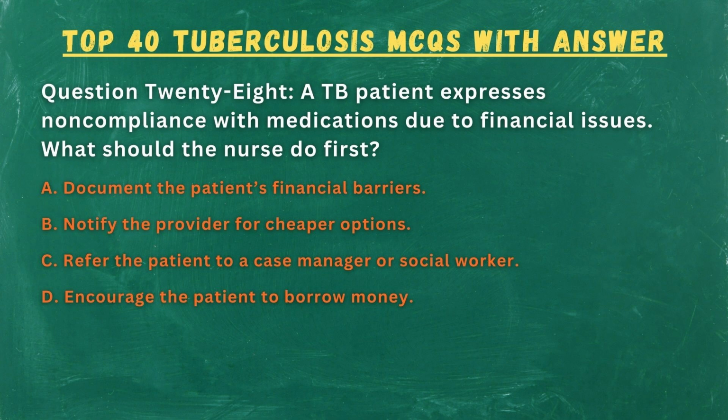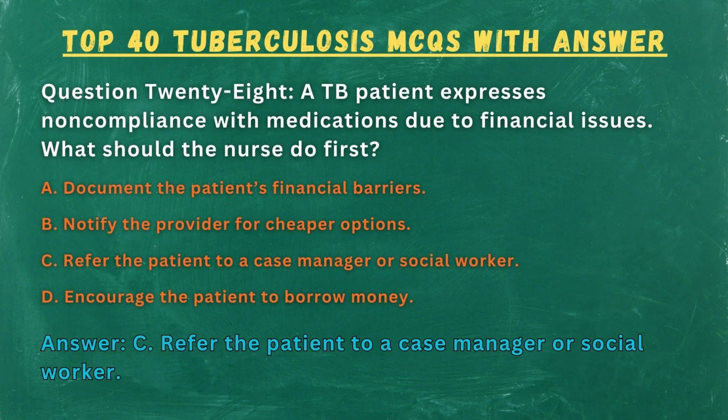A. Document the patient's financial barriers. B. Notify the provider for cheaper options. C. Refer the patient to a case manager or social worker. D. Encourage the patient to borrow money. Answer: C. Refer the patient to a case manager or social worker.